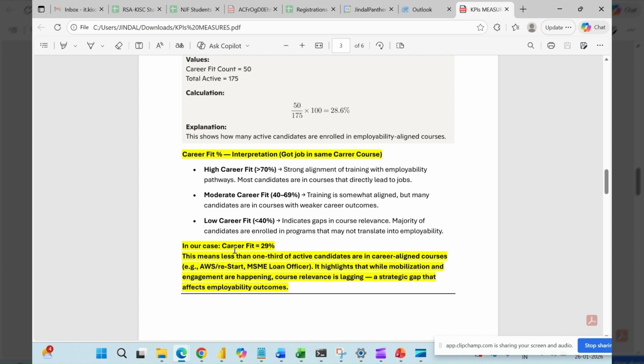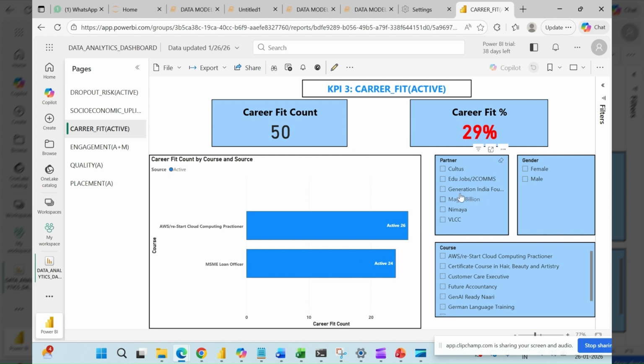So in our case, we have assumed the career fit is showing 29%, it means that less than one third of active candidates are in career aligned courses. This highlights that while mobilization and engagement are happening, course relevance is lagging, a strategic gap that affects employability outcomes. So as simple as that. When we have the placement data, this will go up or middle or wherever, according to the figures.